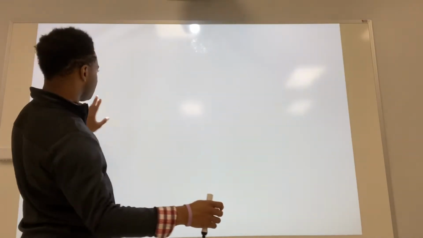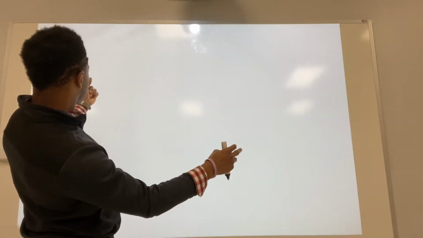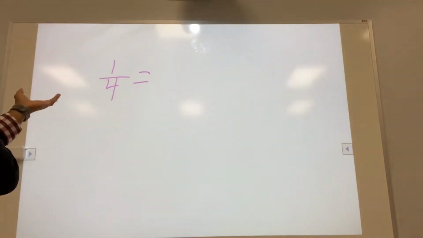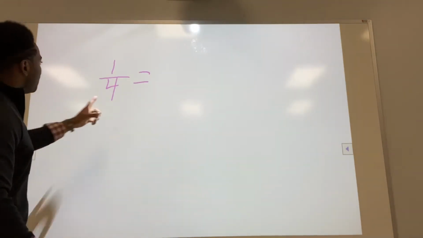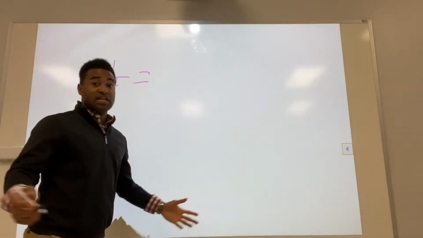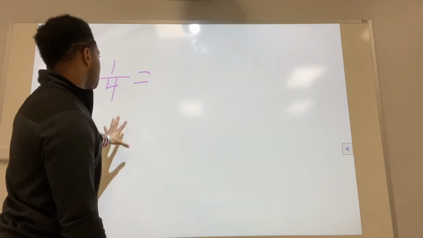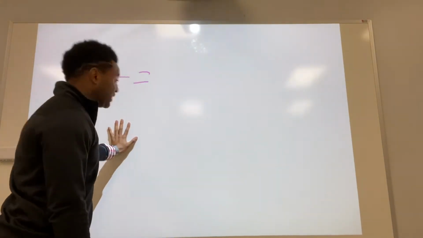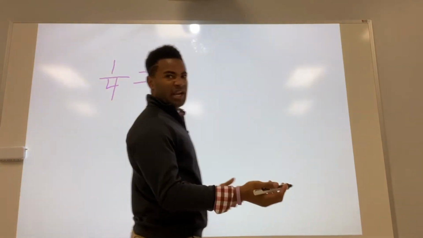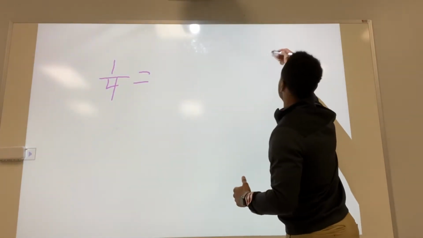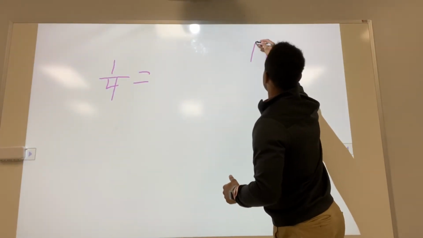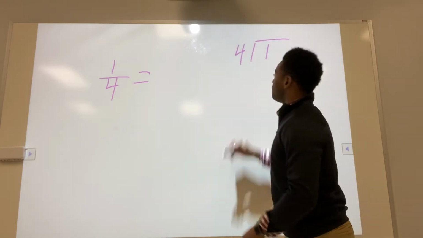Let's actually go with something like... Okay, let's do 1/4. 1/4 as a decimal. Here's the easy version of how we need to do this. One way we can do it is we can divide, kind of like we did in our last video. So we can do 1 divided by 4.